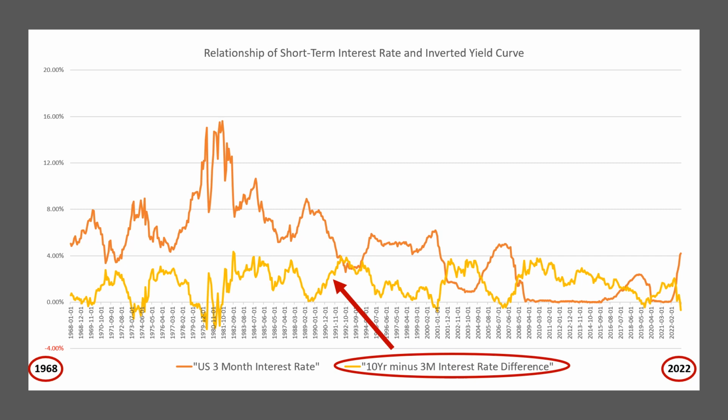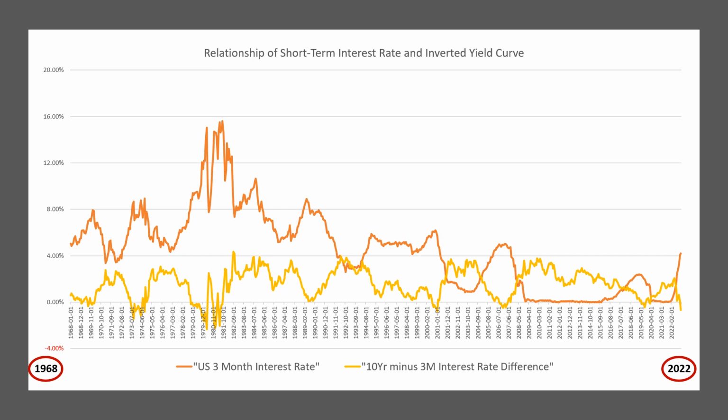By the way, the yellow line is the same image I showed earlier with the green and red sections, but I've made it easier to see here by using a clear yellow line instead so that it can be plotted together with and compared to the short-term 3-month interest rate. So if the yellow line is above the 0% horizontal axis, there's a normal yield curve. And if the yellow line is below the 0% horizontal axis, there's an inverted yield curve.